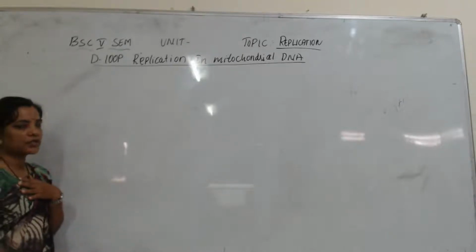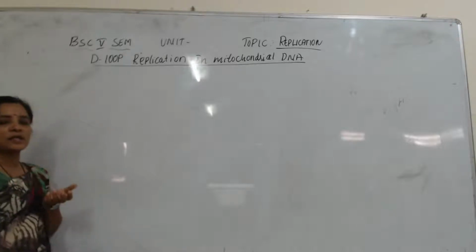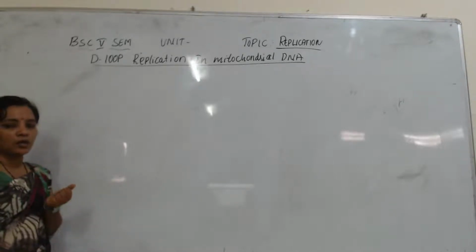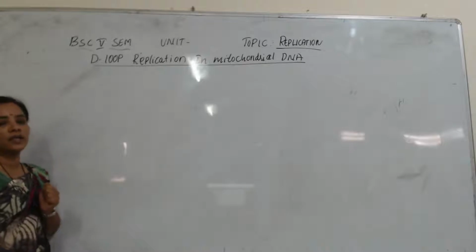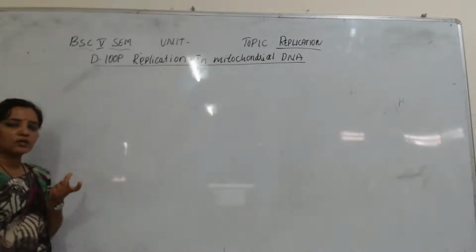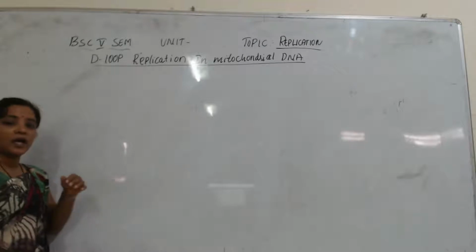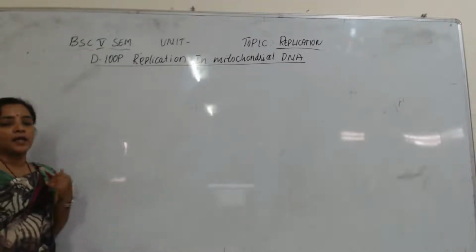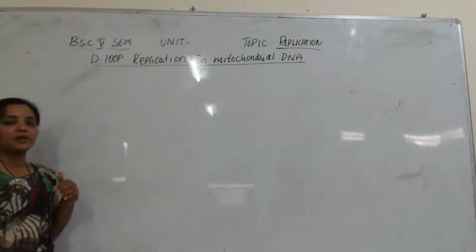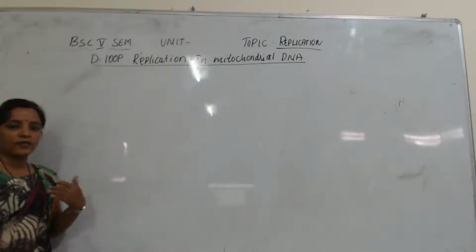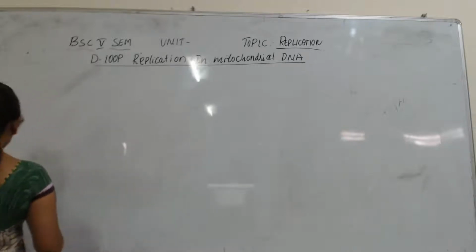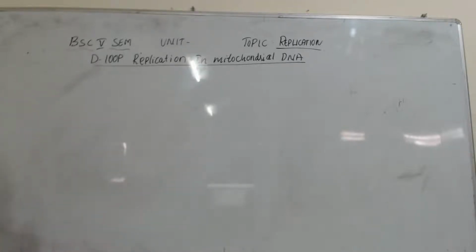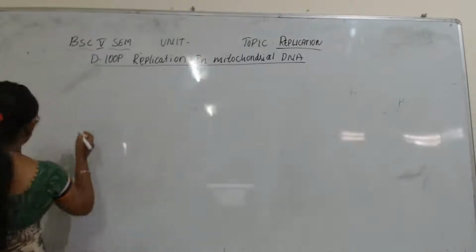Under replication, in the last class we have studied about the model. Correct? Today we will study about the D-loop replication in mitochondrial DNA. So in mitochondria also DNA is present, right? How are they going to copy, how are they going to replicate, how are they going to form one more copy of itself? Let's see one representation of D-loop replication. Okay, let us start the D-loop replication.